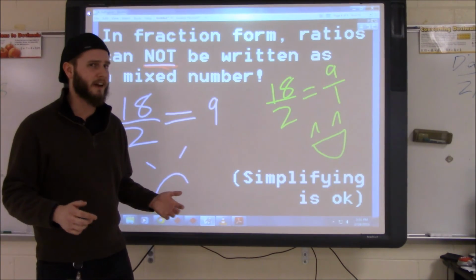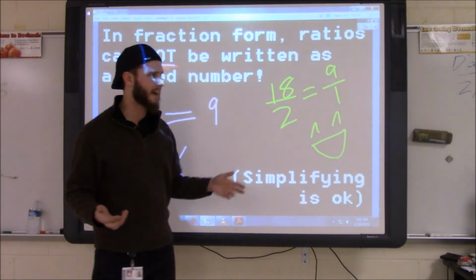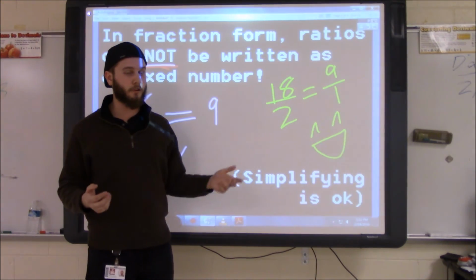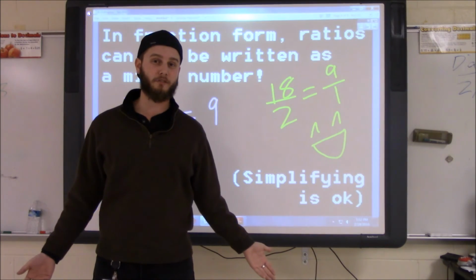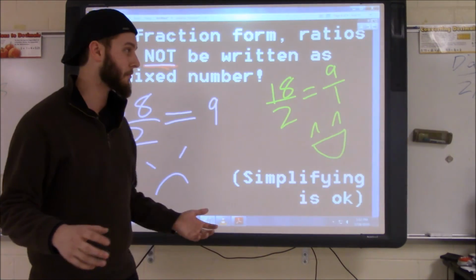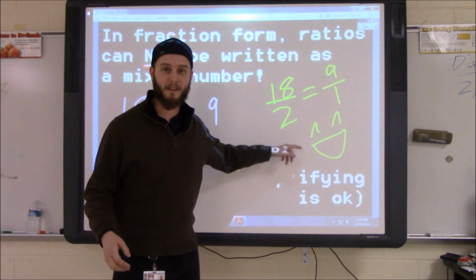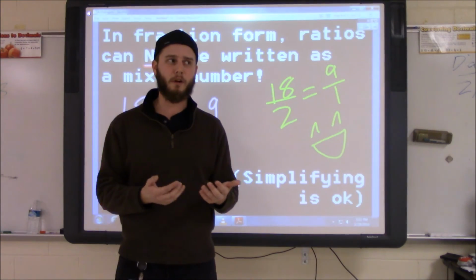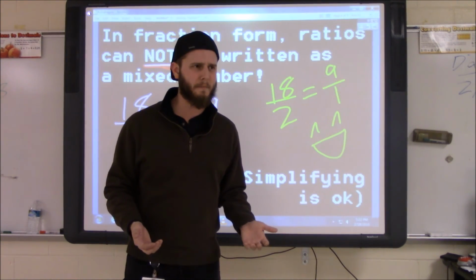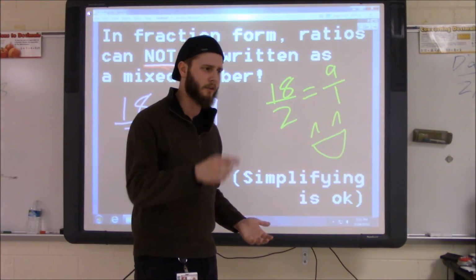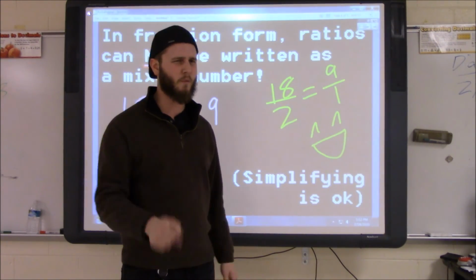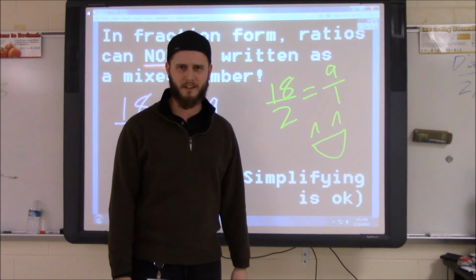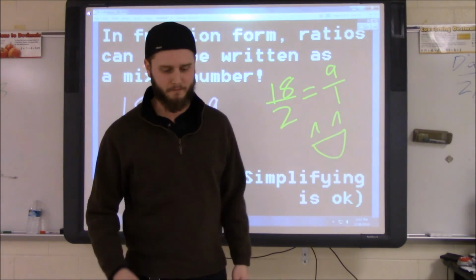In fact, it's kind of expected. If you say 18 to 2 and reduce it instead to 9 to 1, that is a perfectly acceptable ratio. Not only is it a good thing, but that's expected. That's kind of what you're going to have to do. It's going to be a pain in the neck if you're constantly counting out 2 of everything and then 18 of everything. It's a lot easier just to count 1 and add 9 after that. It's way easier. Trust me on that.